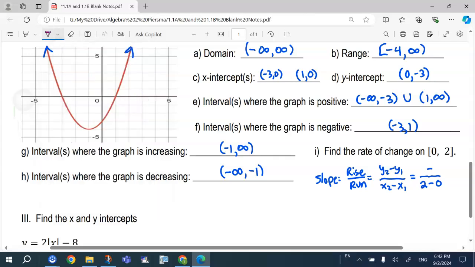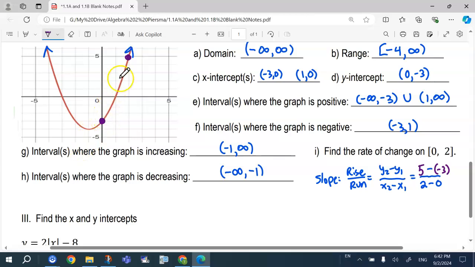Let's use purple. It's right here. And I can see that when x is 2, my y is 5. So I'm going to put a 5 right there. And now the x1 is 0. So find when x is 0, what's my y? It's down here. And the y there is 1, 2, 3, -3.